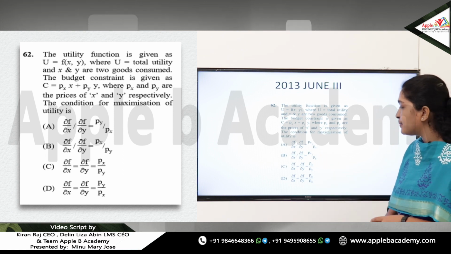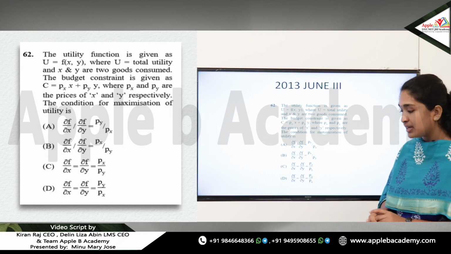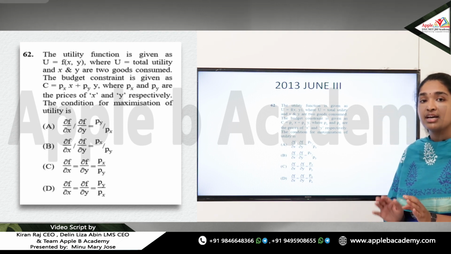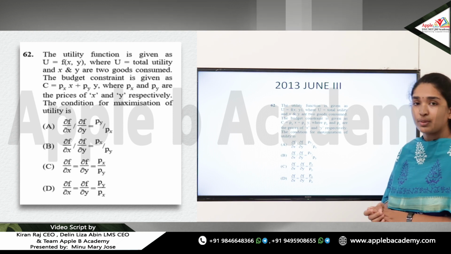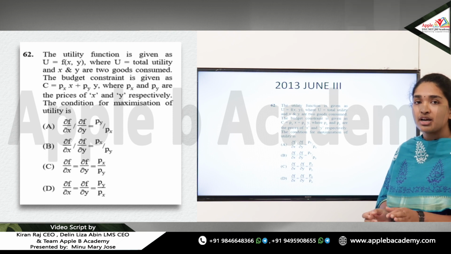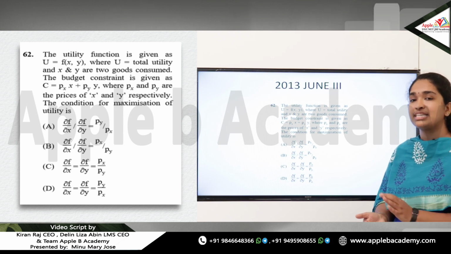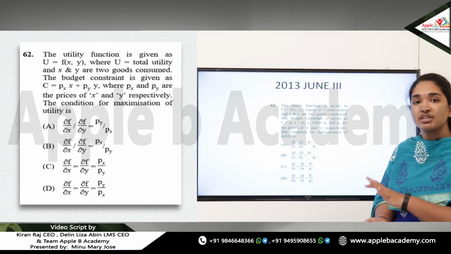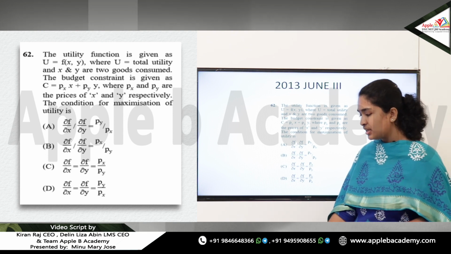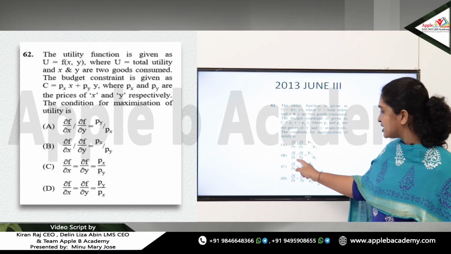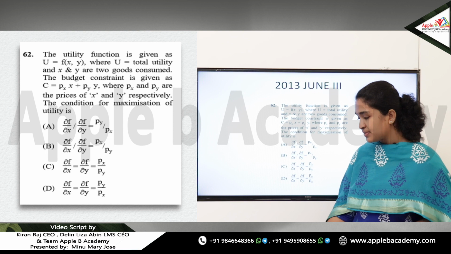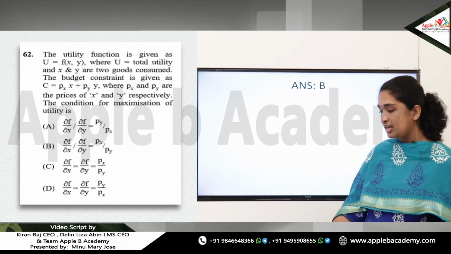That means option B would be the answer for this particular question, because MUX by MUY is equal to Px by Py is the exact answer, based on the equilibrium condition of the consumer under the marginal utility analysis, where two commodities with two different prices are used. So the answer for this question is option B, change in f by change in x divided by change in f by change in y is equal to Px by Py. Option B is the answer.